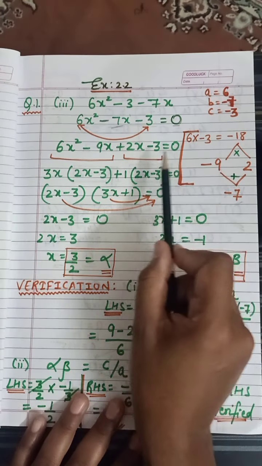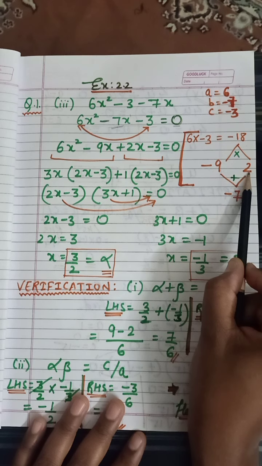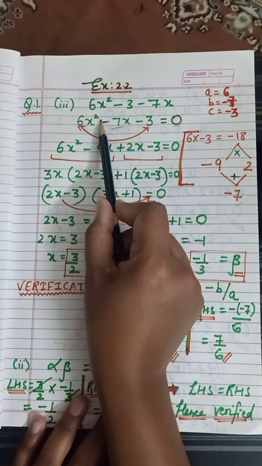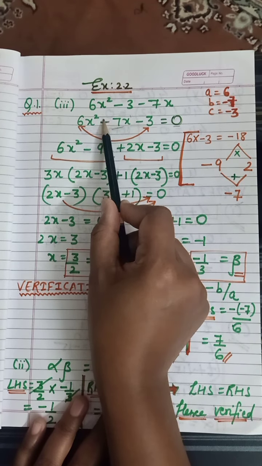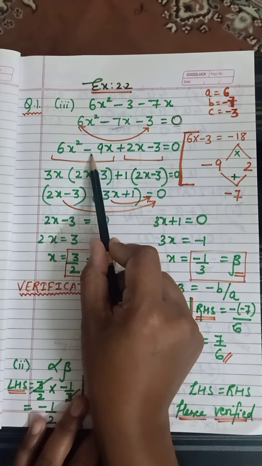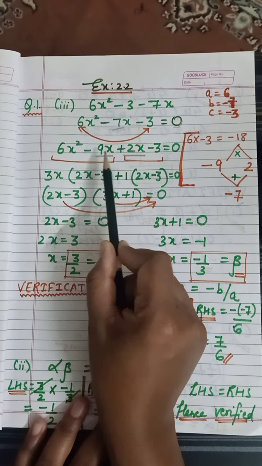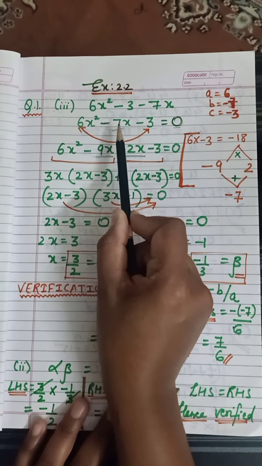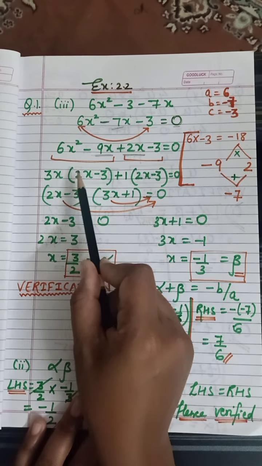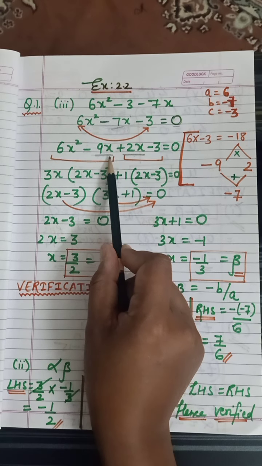So my factors will be minus 9 and 2. So I am going to just replace this minus 7x, that is the middle term, by minus 9x and plus 2x. Because minus 9x plus 2x will give you minus 7x. So yes, we have replaced this in the second step.